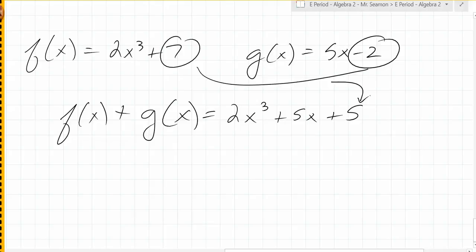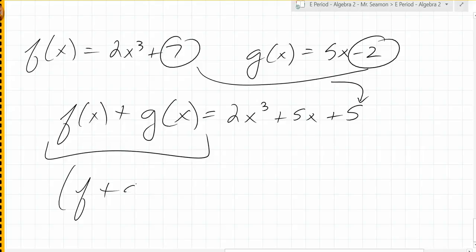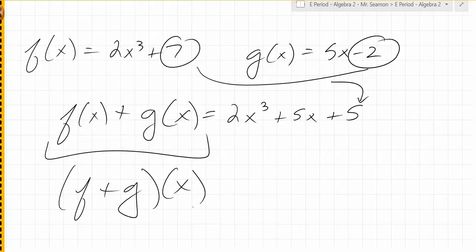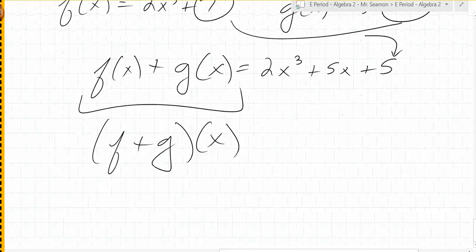Excellent. And it's written in descending order of powers. 3, then 1, then 0. Right there, x to the 0. That's nice. This right here can also be written as (f plus g) of x. It's the same thing. They mean the same thing. It's just slightly fewer pen strokes, and mathematicians like to summarize. Mathematicians love to summarize.